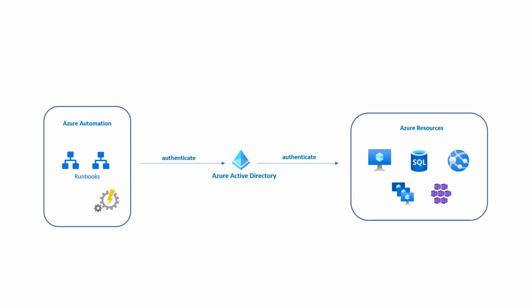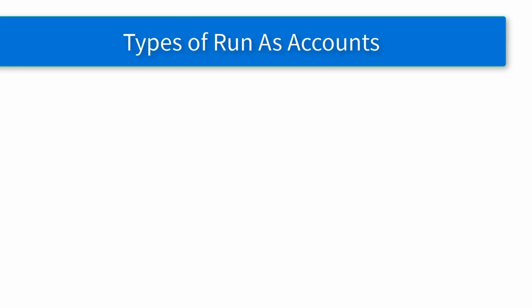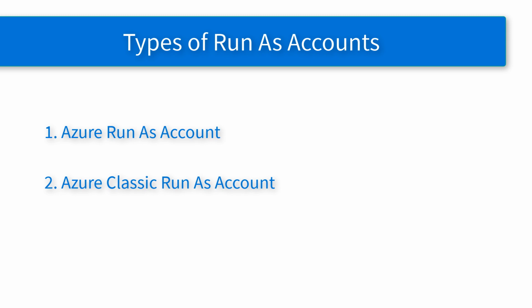For this purpose, we have Run as account. A Run as account is like an on behalf of identity, which is used to provide an authentication mechanism and access to Azure resources through runbooks. There are two types of Run as accounts. First, Azure Run as account, which is used to manage access to Azure Resource Manager resources. Second, Azure Classic Run as account, which is used to manage Azure Classic resources based on Classic deployment model.